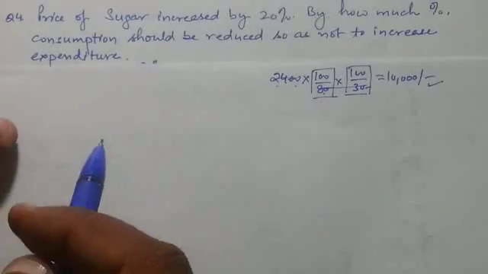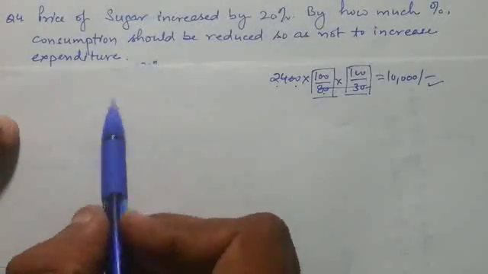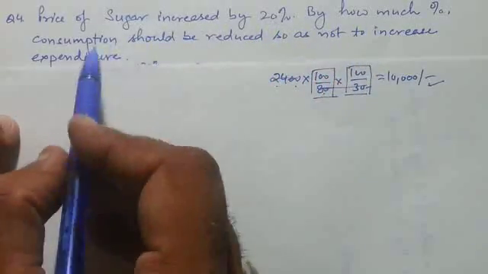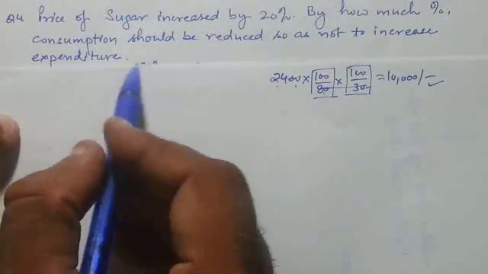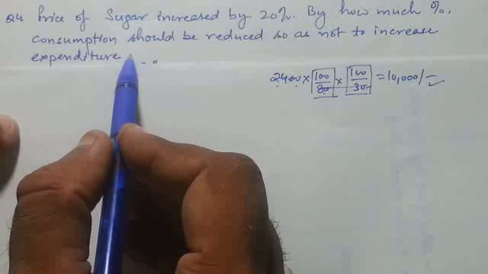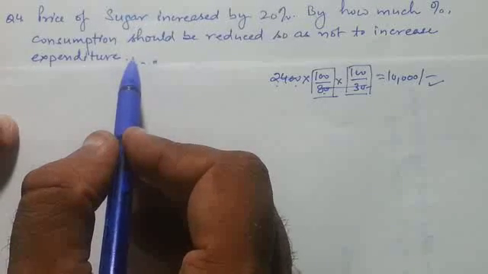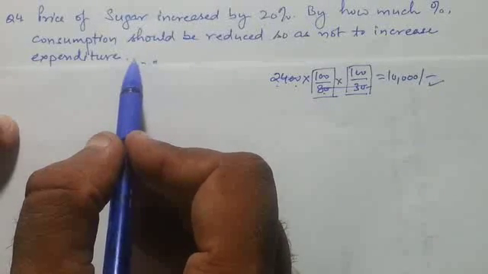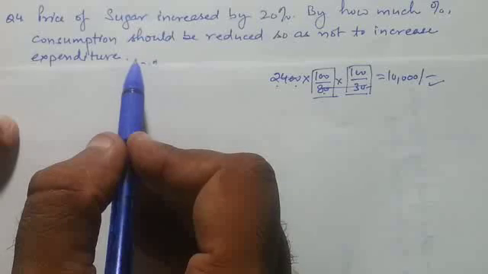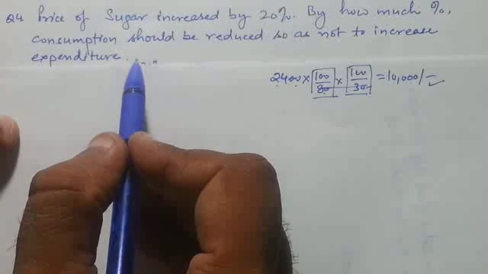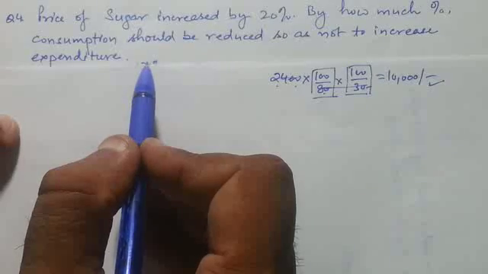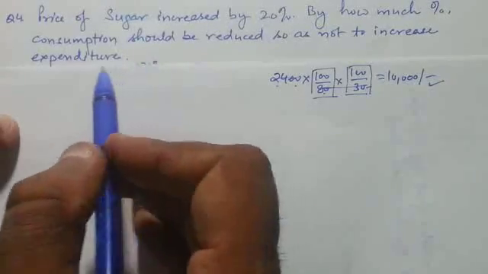Next class of questions is like this. The question is, the price of sugar increased by 20%. By how much percentage should consumption be reduced so as not to increase the expenditure? Right? So let us say I used to consume sugar of rupees 100 initially, but the price has now increased. So I'll again go to the market and buy sugar for rupees 100, but now I'll be getting less quantity. So quantity into rate is constant, that I need to remember.